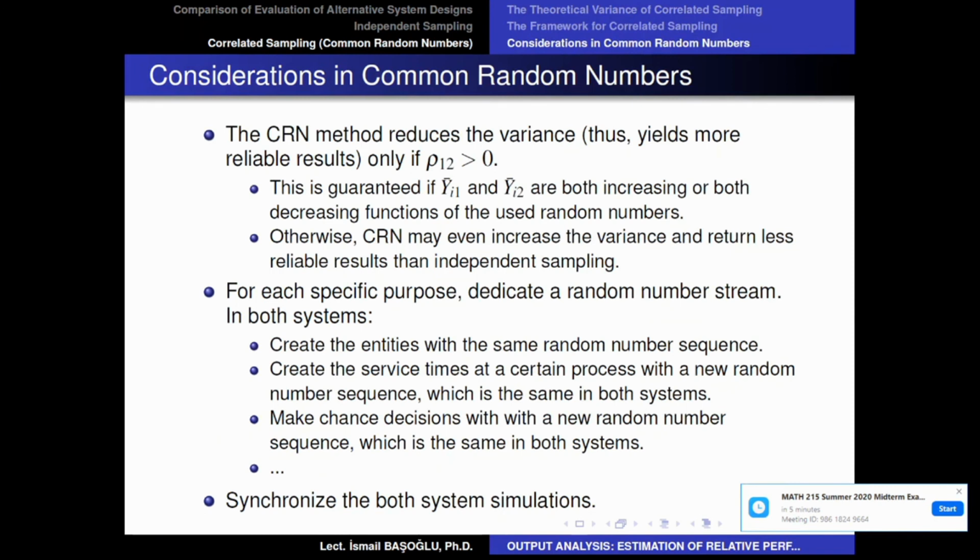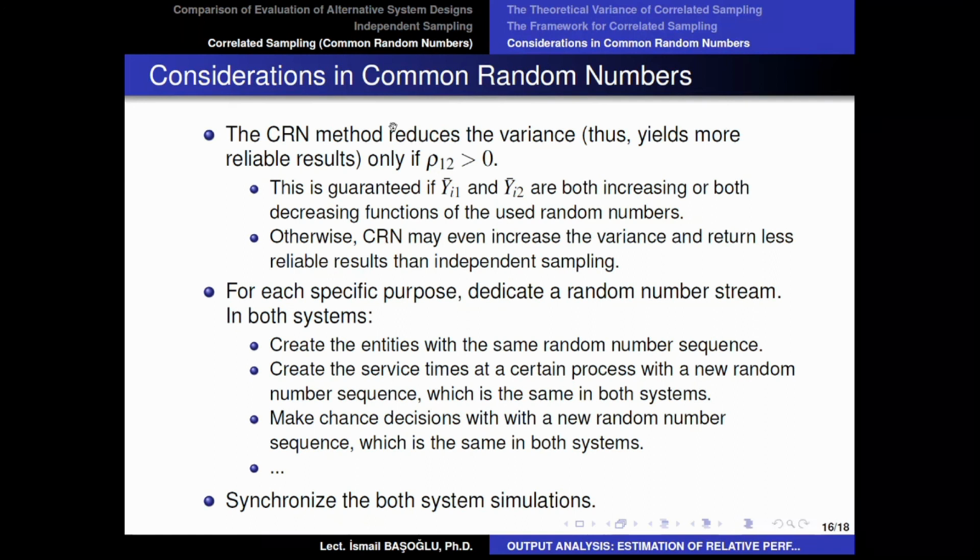Now, there are some issues about the common random numbers here, my friends. First of all, the common random numbers method reduces the variance if the correlation between the results, the performance metrics, is positive. Now, how is this guaranteed? This is guaranteed if the averages across replications under the first system design and the second system design are both increasing or both decreasing functions of the used random numbers.